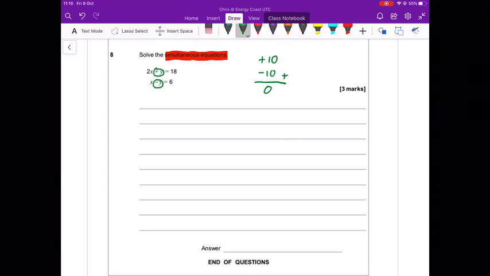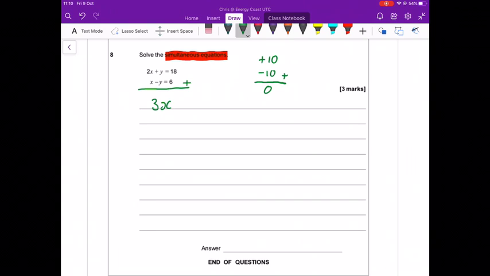If I do 10 add minus 10, it gives you 0. Or think of it the other way around, minus 10 add 10 gives you 0. Either way around you do it, it disappears. And that's what I want to happen with simultaneous equations. So here's what I'm going to do. I'm going to add the whole bottom line to the whole top line.